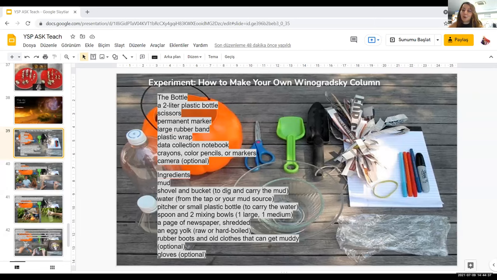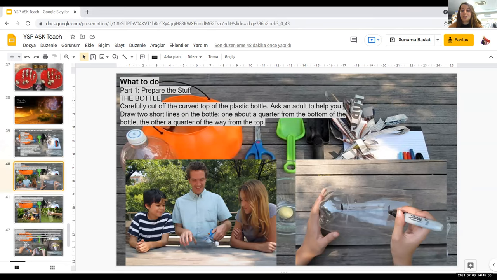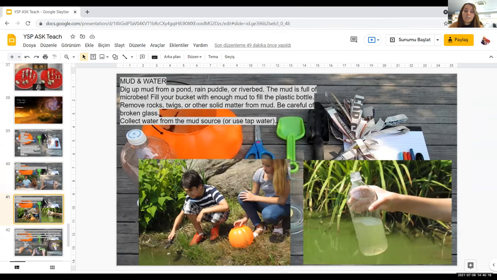Here, we will make our own colony with microorganisms. You need some bottles, scissors and some colorful pens. I have sent a link to you so you can check all the materials and ingredients. To prepare this, you need to cut the plastic bottle, and you need to ask for help from an adult. Then draw short lines, a quarter from the bottom and also the top. Then you need to dig up mud from a pond or a rain puddle or riverbed to get microbes, and remove the rocks and other solid matter. Also be careful about broken glass. You also need to collect water from the mud source, or you can use tap water.